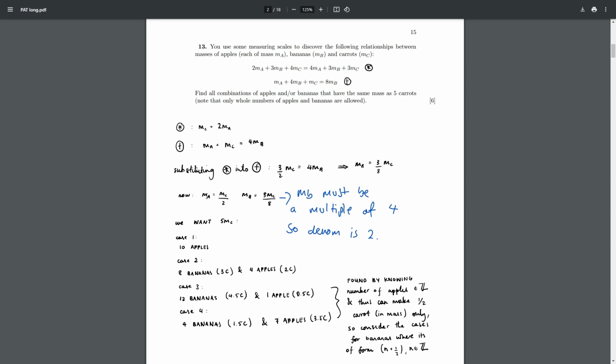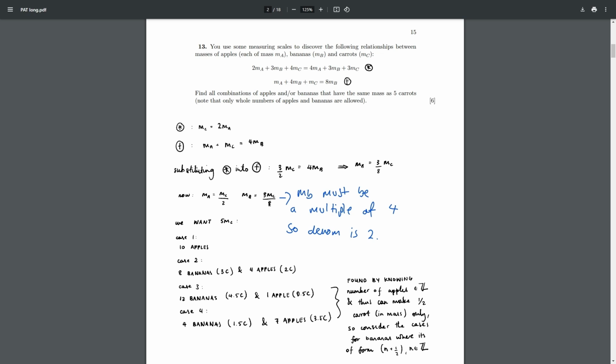And now we can write out what we know again neatly. The mass of an apple is the mass of a carrot over 2, and the mass of a banana is 3/8 the mass of a carrot. Now, the combinations that we want to think of are ones which are going to be equal to 5 times the mass of a carrot. So we want some integer multiple of 1 over 2 plus some integer multiple of 3 over 8 to equal 5. And what we can deduce from this is that MB has to be a multiple of 4, as this will reduce our denominator 8. We'll be able to cancel out a 4 in the denominator, and we'll have a half, because we can't add 8 to a certain number of halves and get a whole number.